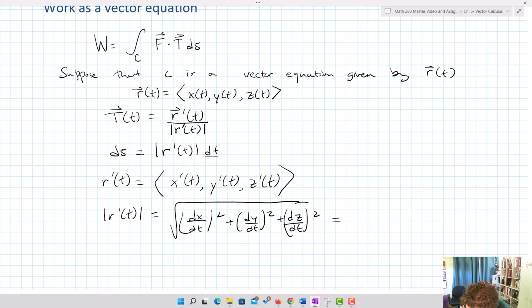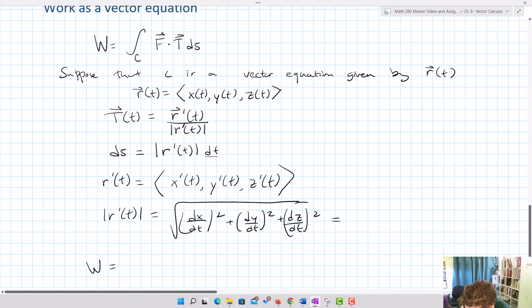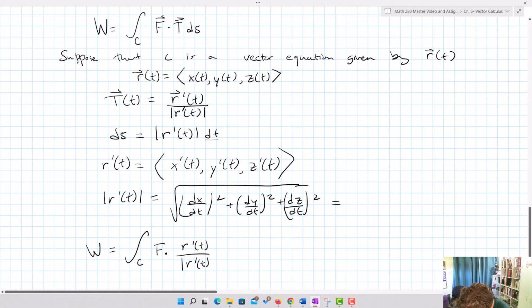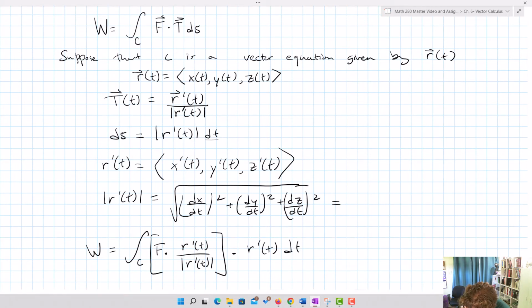So what that means for us is that my work is going to equal the integral along C of F, dotted with R prime of t over the magnitude of R prime of t, which is just a scalar. All of that times the magnitude of R prime of t dt. So if we cancel out our scalars, we end up with the integral over C of F dot R prime of t dt.